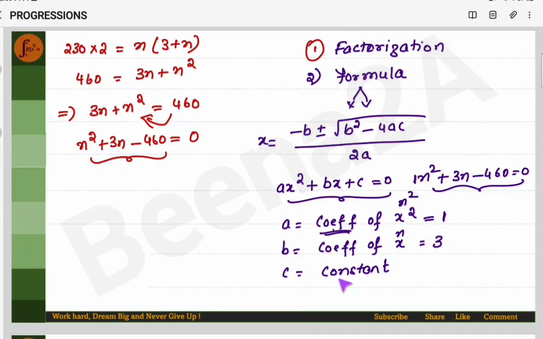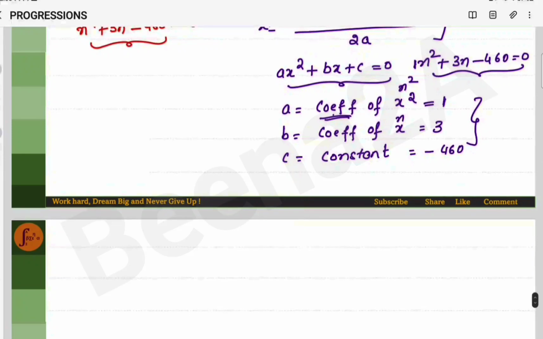And constant. Constant is just the number part. What is the number here? Minus 460. Now we'll substitute all these a, b, c values in this formula and try to get the values of n, right? So let's see what we will get.